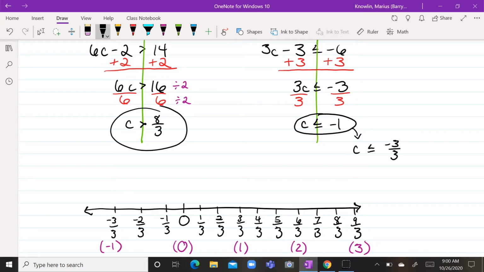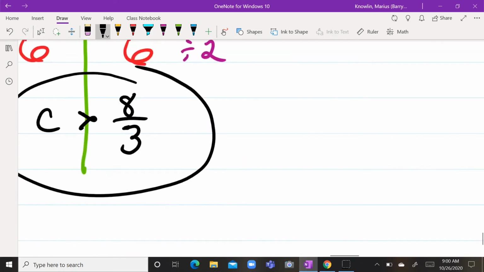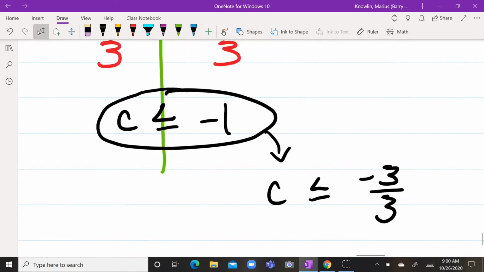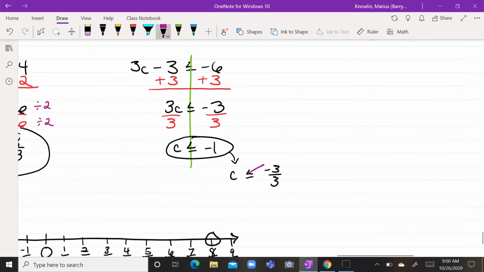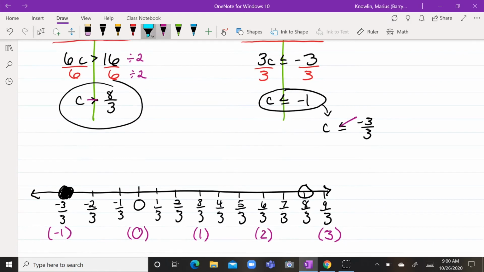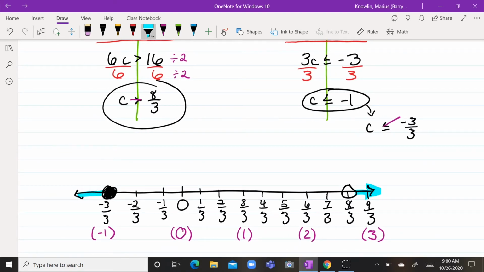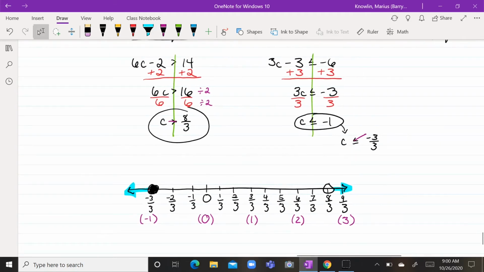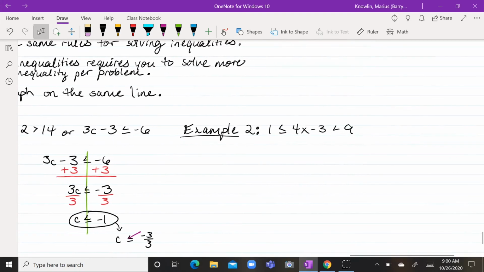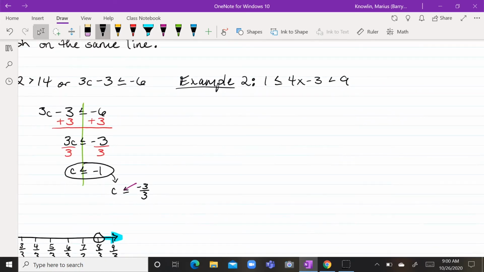So we need an open circle on the positive 8/3, and we need a closed circle on the negative 3/3. And if we zoom in right here, for 8/3 we're going to shade to the right, and for negative 3/3 we're going to shade to the left. So when we go back to our graph, shade to the right over here, highlight and shade in the arrow, and go this way and shade in the arrow that way, and there's our graph for that compound inequality. Alright, let's take a look at number 2, and then we'll be done.